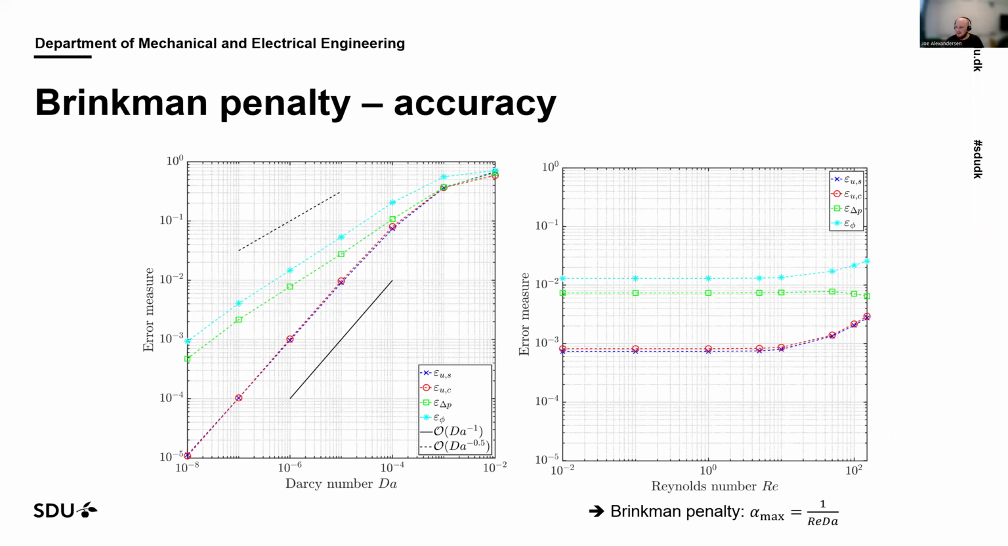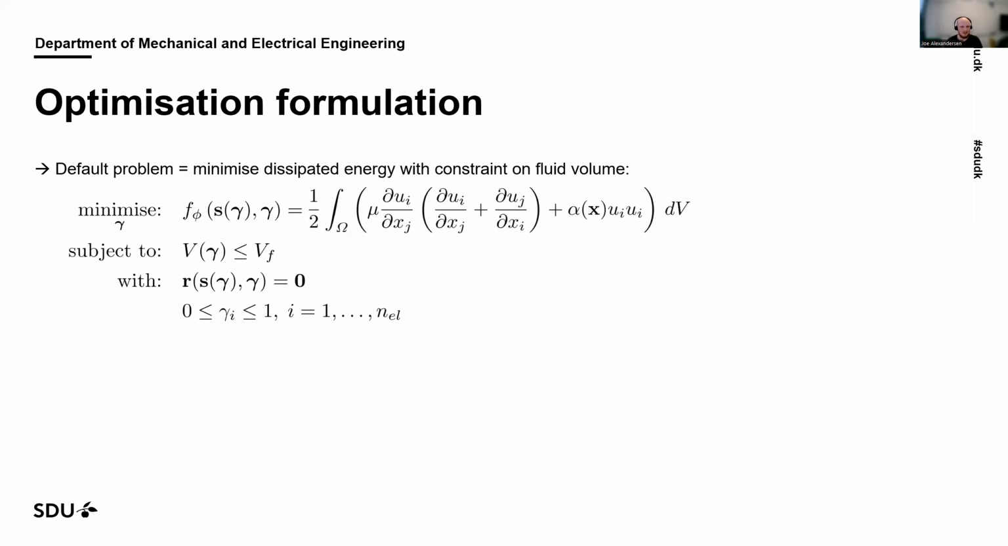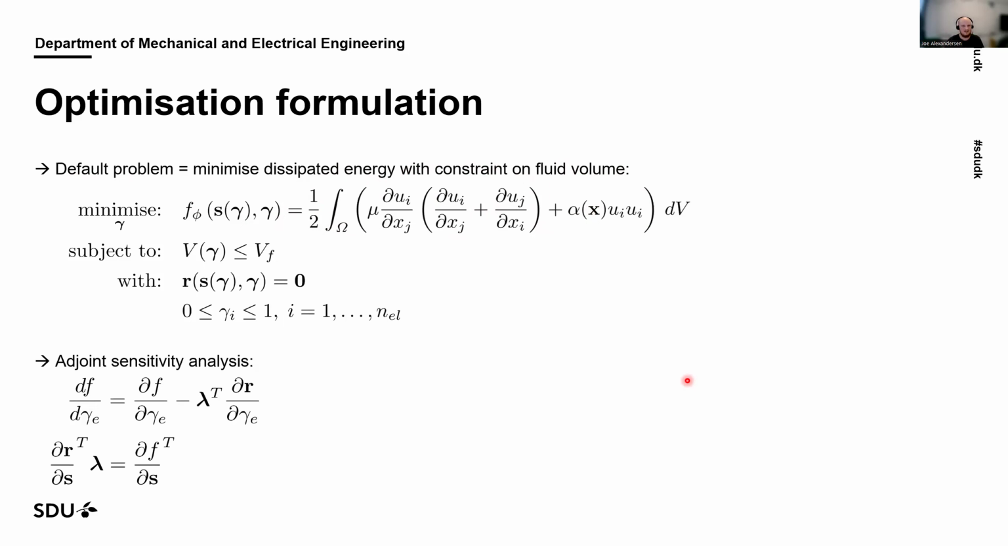This I will skip. It's just to show you need a large alpha to have a small error in your fluid solution, but you can read more in the paper about that again. Now we want to optimize something, so the canonical optimization problem in fluid topology optimization is to minimize the dissipated energy with a constraint on the fluid volume. So the dissipated energy here is a viscous term, and then the energy loss in this porous media, you could call it. Now, then we need the sensitivities or the gradients in order to do gradient-based optimization.